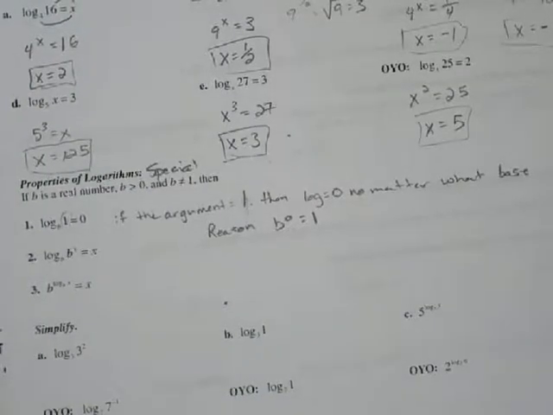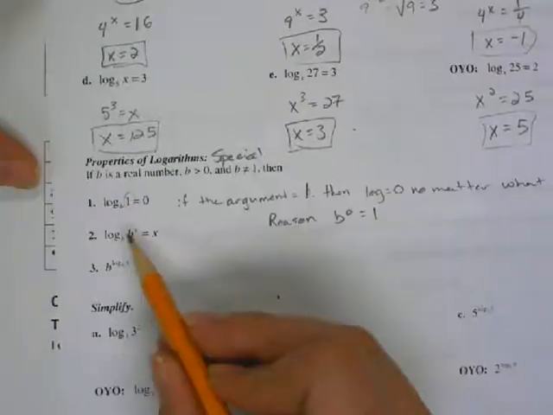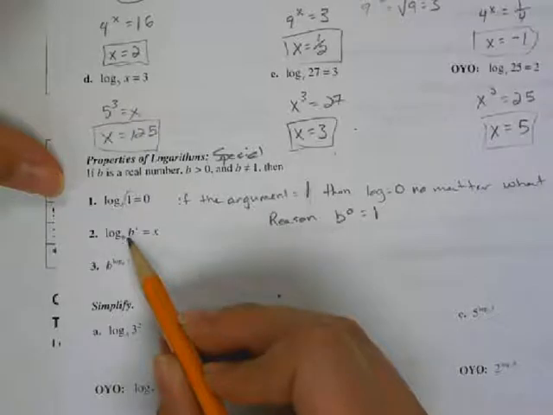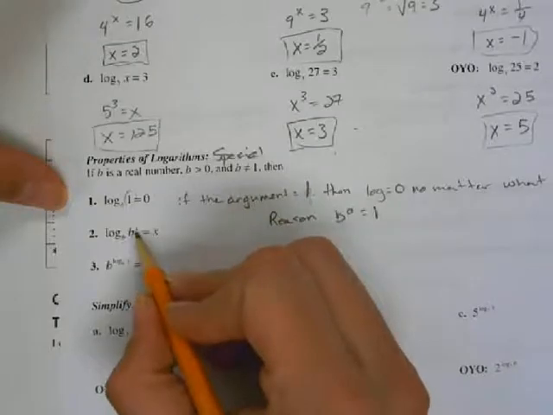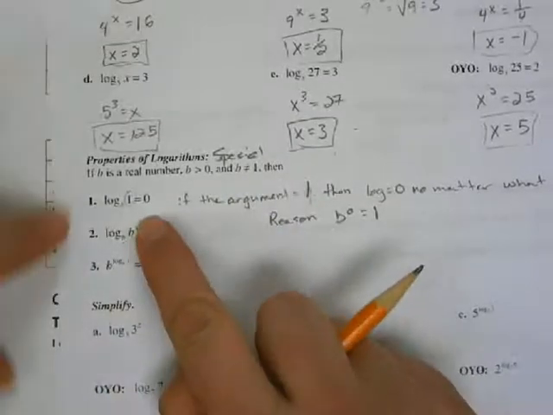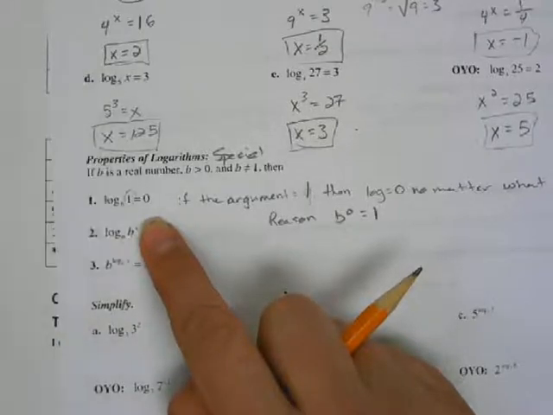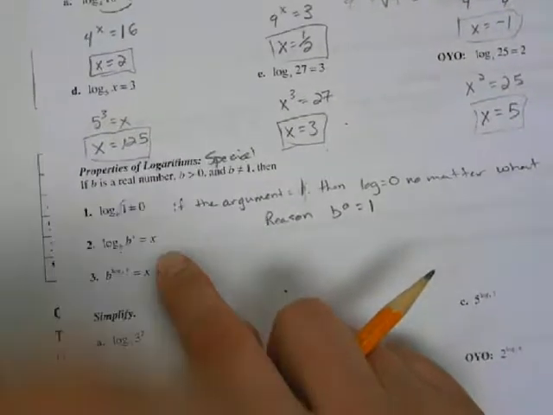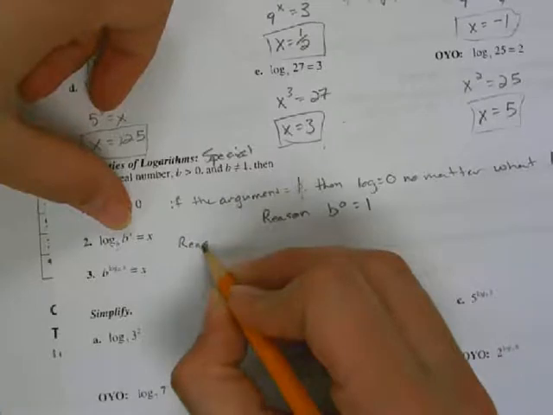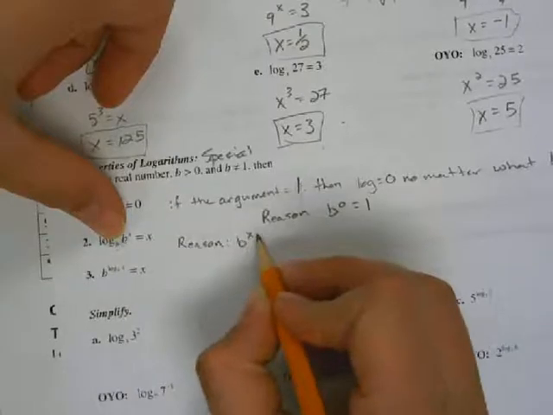Now, number 2. If my base and my argument are the same, then it's going to be equal to the exponent. So if you look at this right here, log base b of b raised to the x power, my base and my argument are the same, so it has to be equal to the exponent. In this particular case, the exponent is x, which is why it's equal to x. That's what that's trying to tell you. And you can see that if you convert again, I would get b raised to the x power is equal to b raised to the x power.